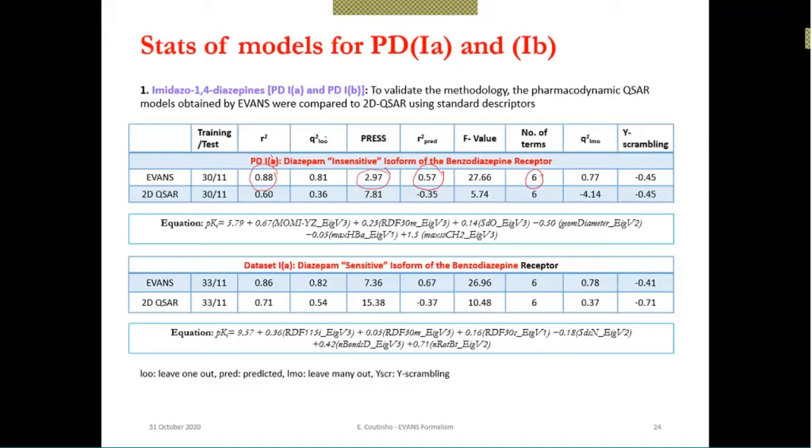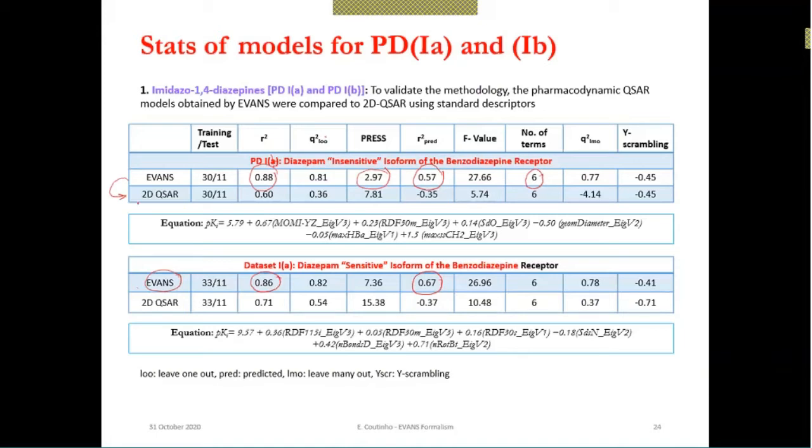Coming to the PD1A data set, the diazepam-sensitive isoform of the benzodiazepine receptor, we can look at the statistics. The EVANS model has an R-square of 0.86 and an R-square predict of 0.67. Now one will ask, what is the significance of these numbers? We must juxtapose them with other models that have been reported for these data sets in the literature. Only then can we see how good the EVANS methodology is, whether it is superior or inferior to the known methodologies.